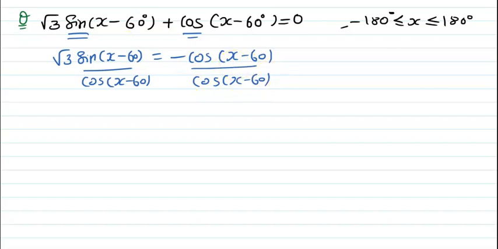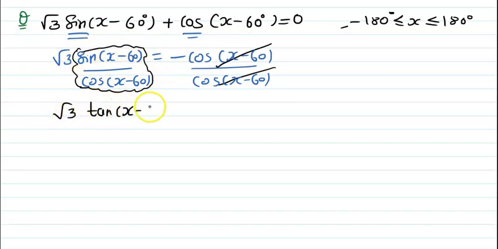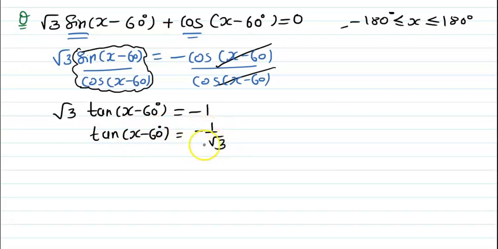Once you do that, you see cos of x minus 60 cancels out, and sin of x minus 60 over cos of x minus 60 converts into tan of x minus 60, and this is minus 1. See how beautifully they have converted into one trigonometric function. Now divide by root 3 both sides. So it should be tan of x minus 60 equals minus 1 over root 3.